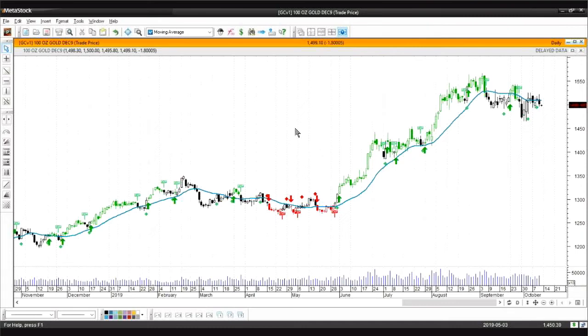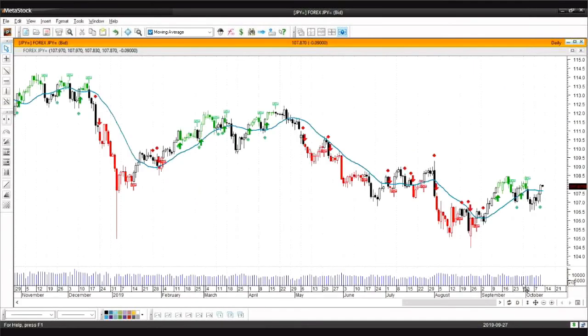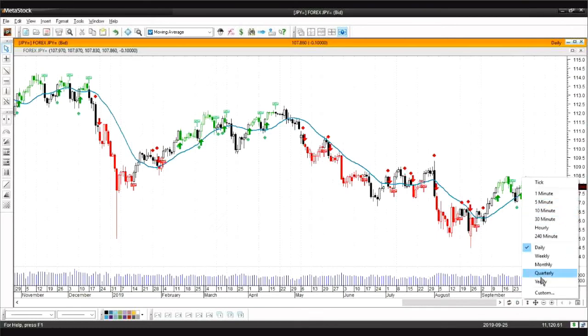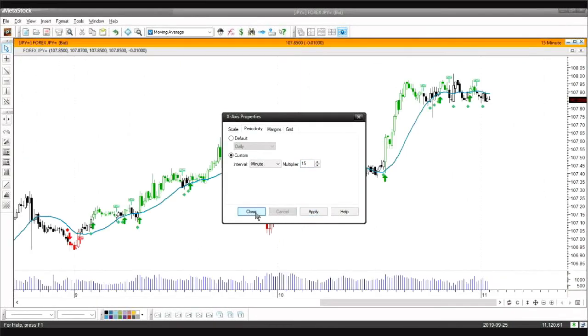Yes, you can use it for options, forex. Let's look at, for example, I don't know, JPY against the US dollar here. And now this is the daily time frame. We can see how much volume there is. We can customize it, go to 15 minutes maybe, see what it looks like there. There you go.